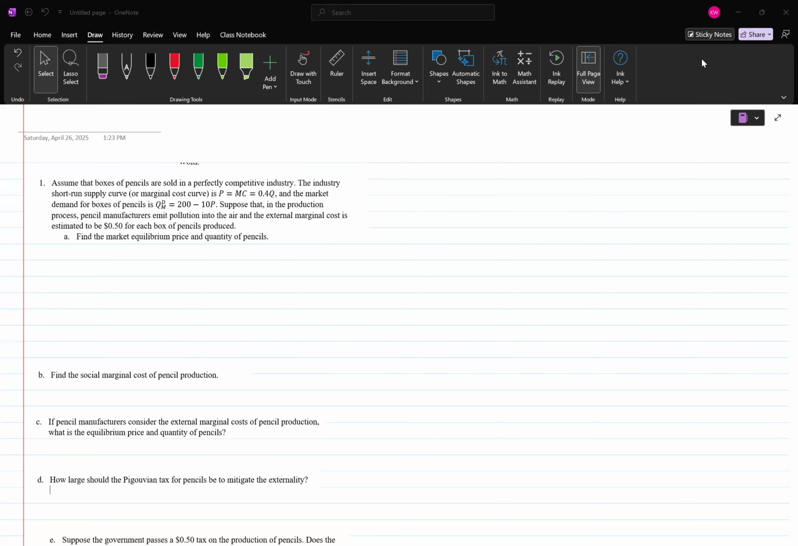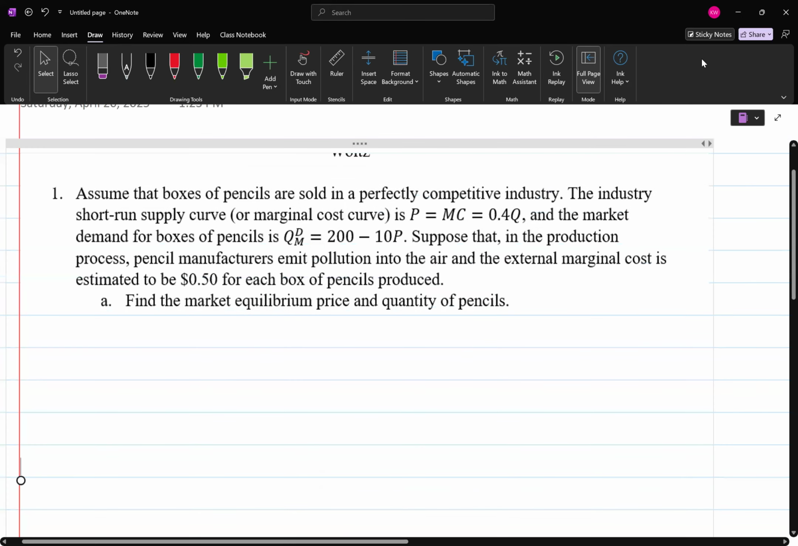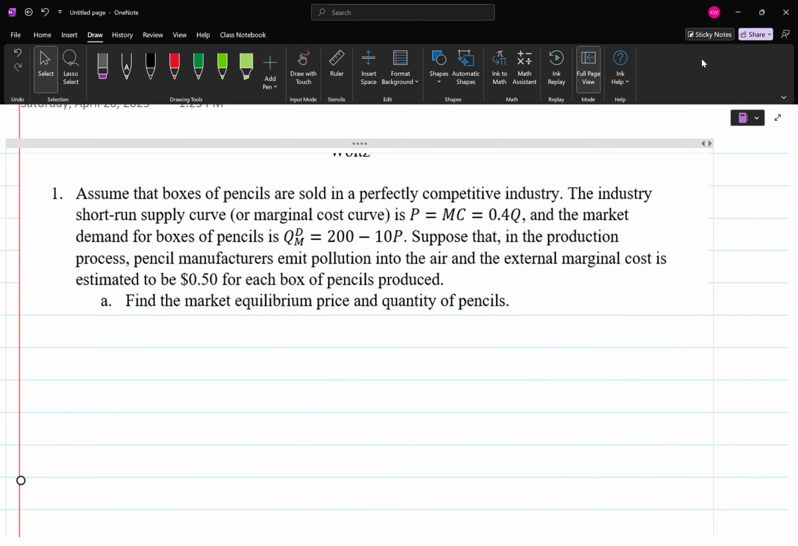Now we're turning to the first practice problem for this chapter, 17, externalities and commons problems. These practice problems are going to primarily focus on externalities. So this first one here, we're looking at the industry for pencils, and it's a perfectly competitive industry.